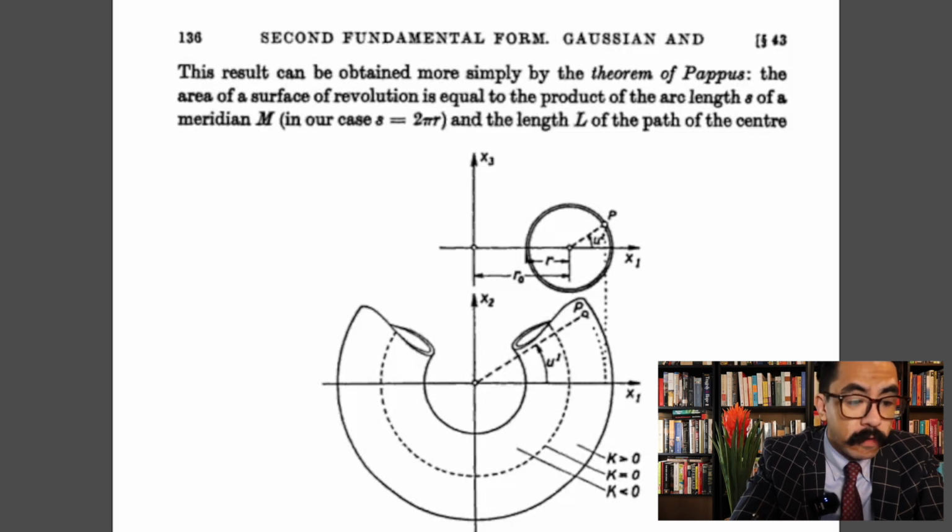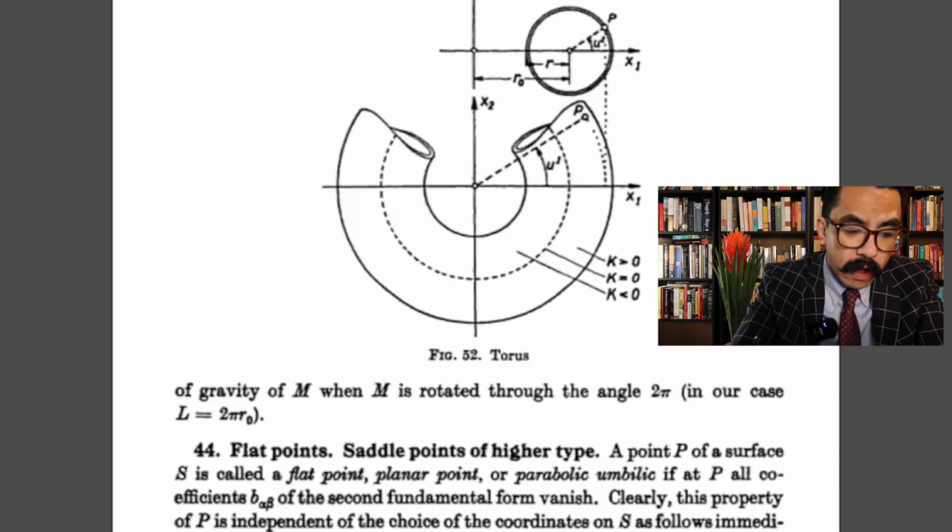The area of a surface of revolution is equal to the product of the arc length s of a meridian M, in our case s equals 2 pi r, and the length L of the path of the center of gravity of M when M is rotated through the angle 2 pi. In our case, L equals 2 pi r0.